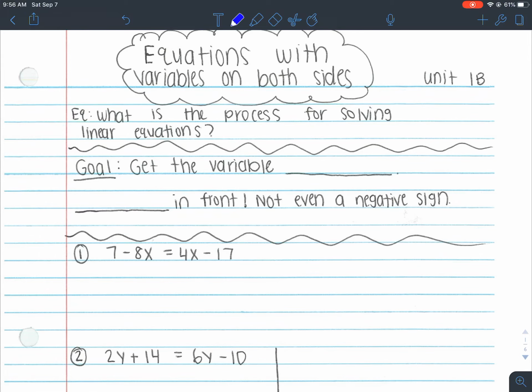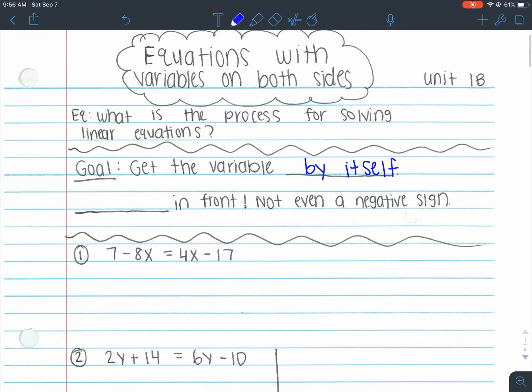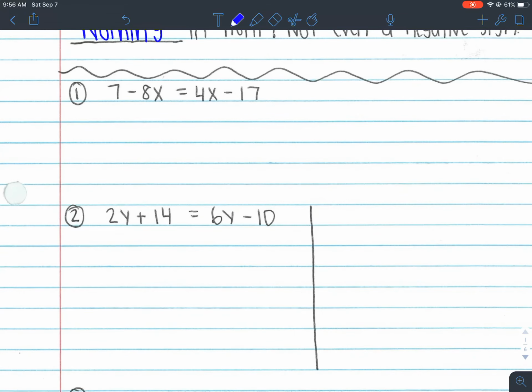So our big goal is to always get the variable by itself, which means that there can be nothing in front of that variable. Not even a negative sign. We want the variable all by itself. Alright, so rule of thumb, I'm just going to try to keep my variables on the left. So anytime I see that there's variables on both sides, I'm going to try to move everything to the left side and everything that's not a variable to the right side.